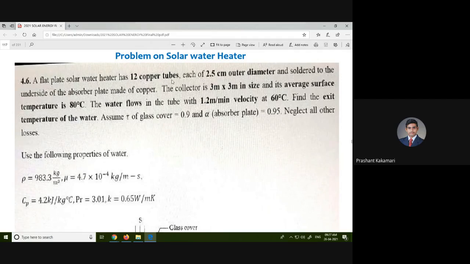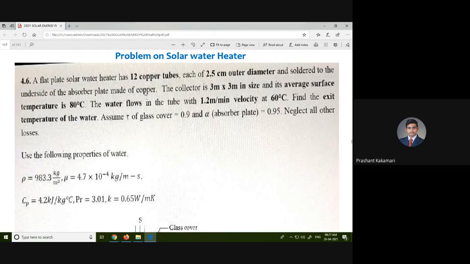So whenever copper tube is given, the surface absorber plate is also made up of copper. Okay, each of 2.5 centimeter outer diameter. So in many numericals we consider this outer diameter itself as the diameter, or inner as well as outer diameter, imagining negligible thickness. So that diameter is given, 2.5 centimeter of the tube, and it is soldered to the underside of the absorber plate made of copper. So again, copper is for the absorber plate also.